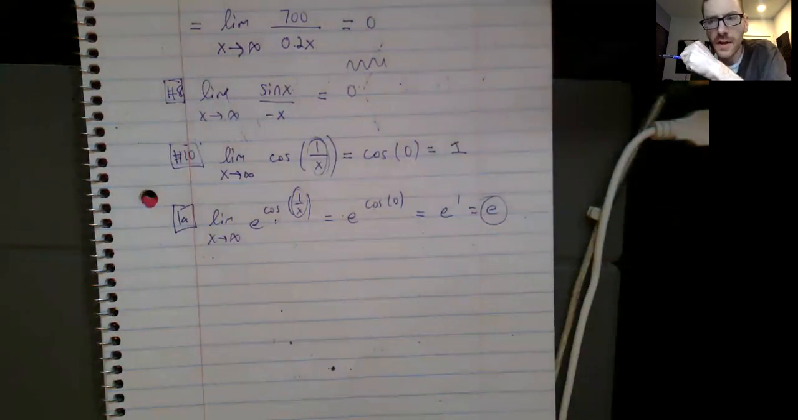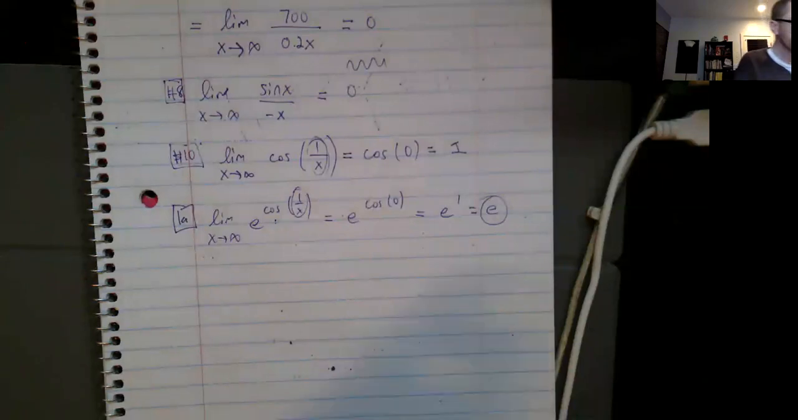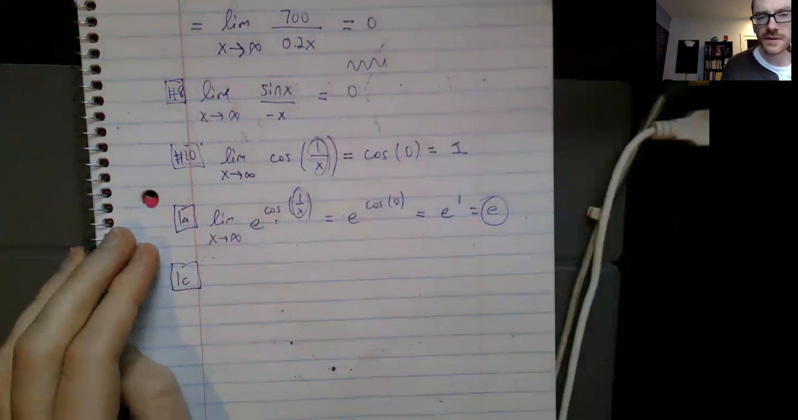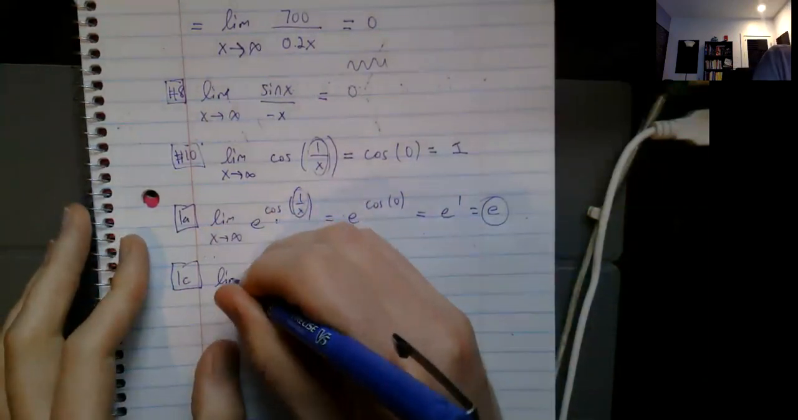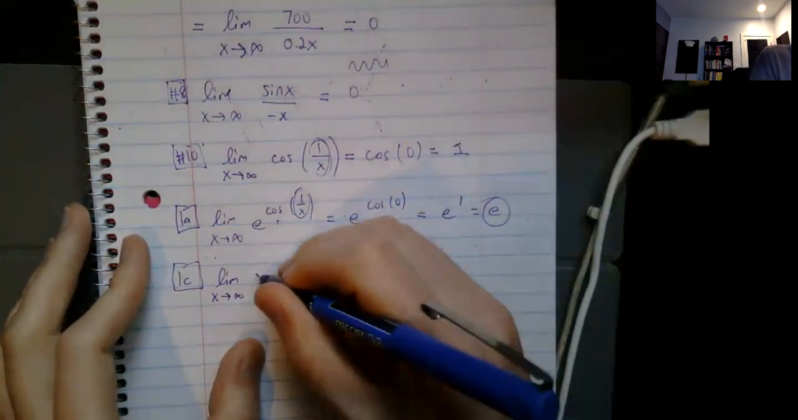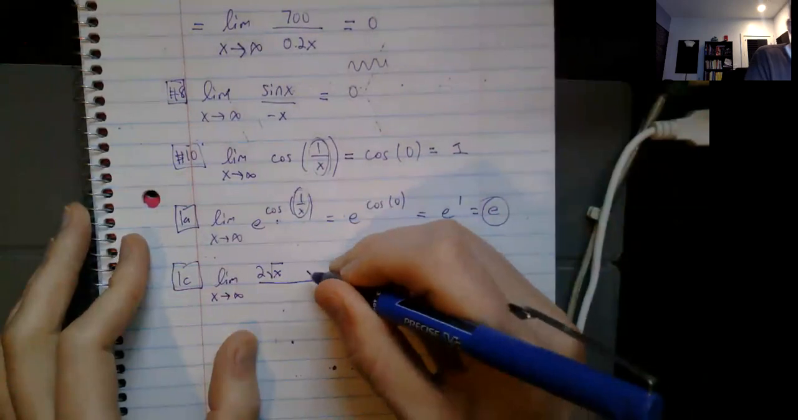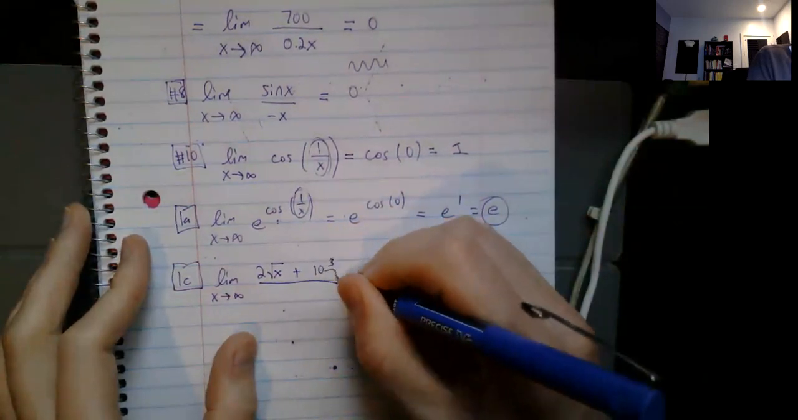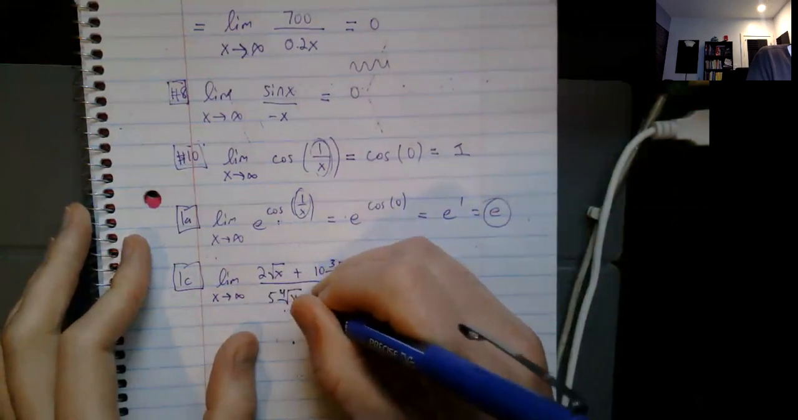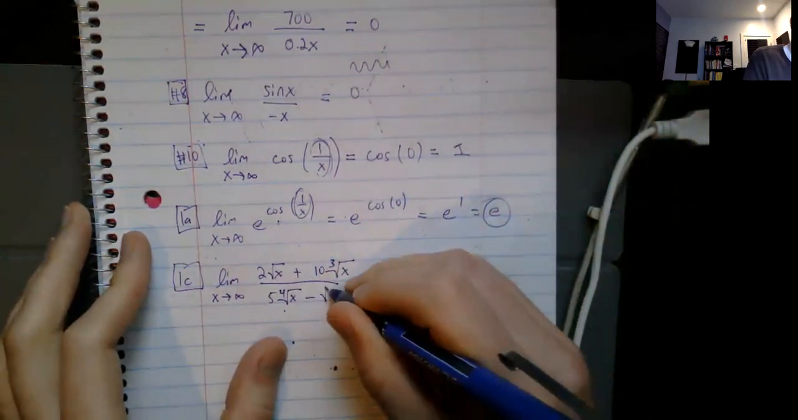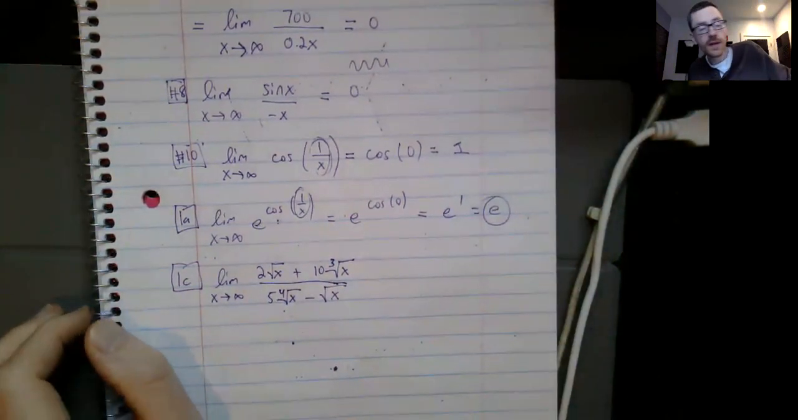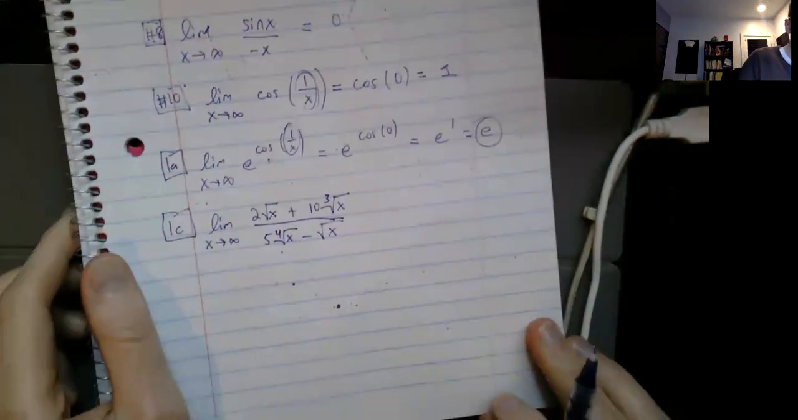And b is quite similar. Let's do a tough one. Let's do 1c. Okay, this one here, it's a rather complicated function. It's the limit as x approaches infinity of 2 times the square root of x plus 10 times the third root of x, over 5 times the fourth root of x minus the square root of x. And we give you a hint. We say rewrite this expression using fractional exponents. So let's go ahead and do that.